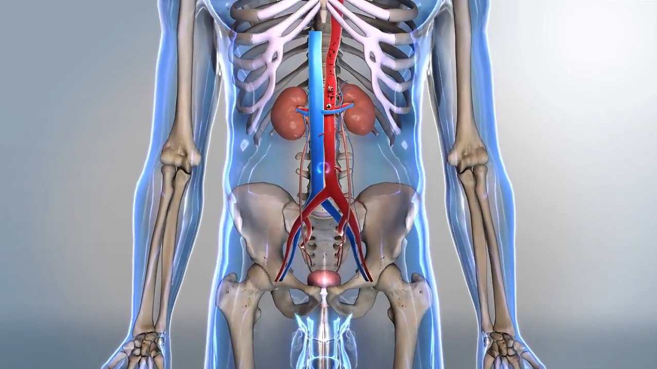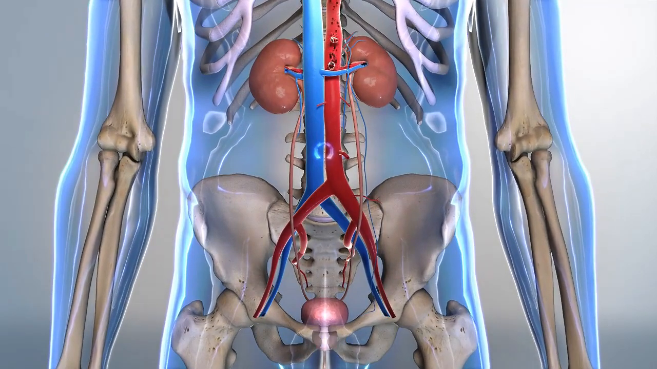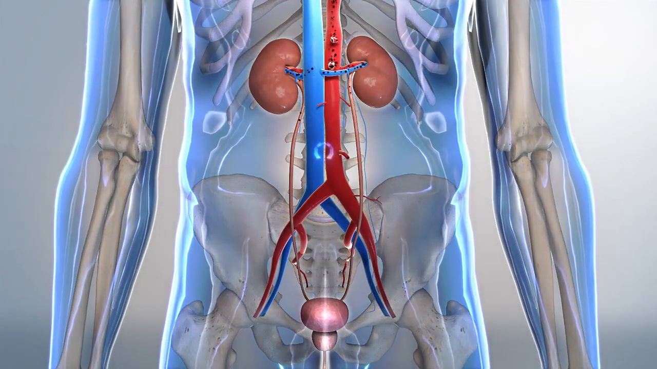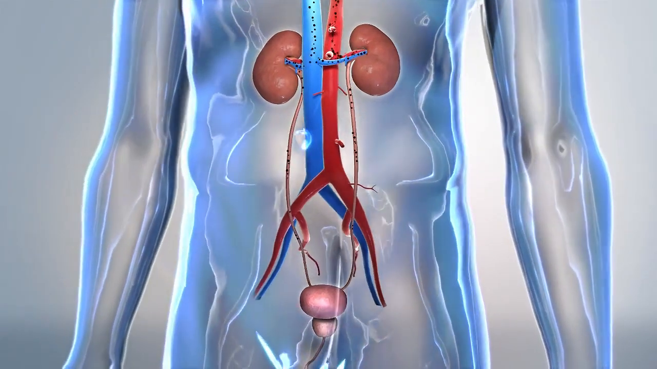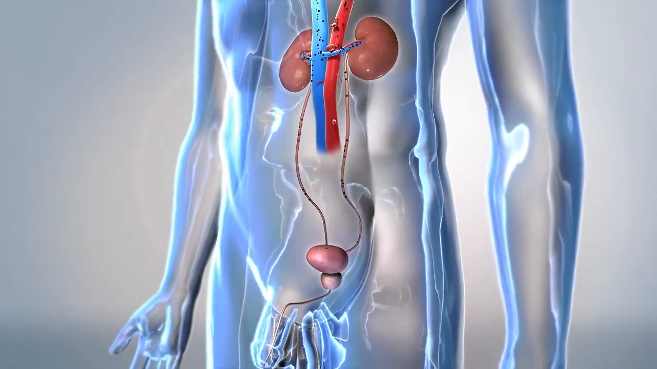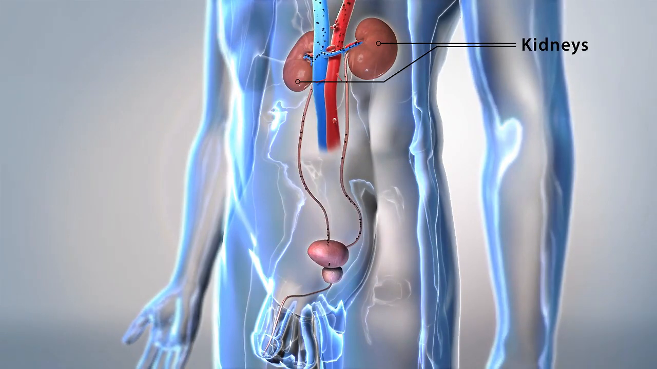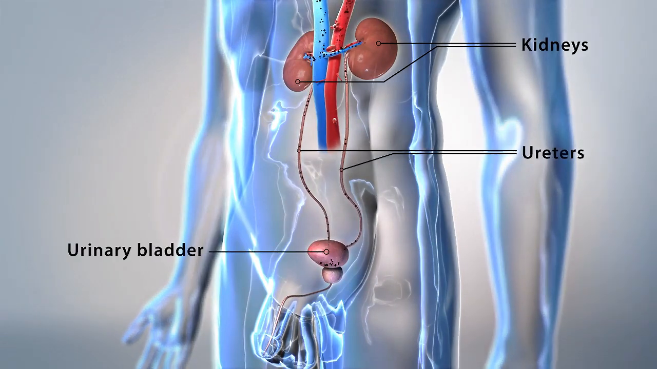The primary function of the urinary system is to maintain the concentration of the blood plasma and fluid surrounding each cell. Wastes, excess solutes and water are removed by the kidneys and transported through ureters to the urinary bladder, where they remain until released from the body through the urethra.